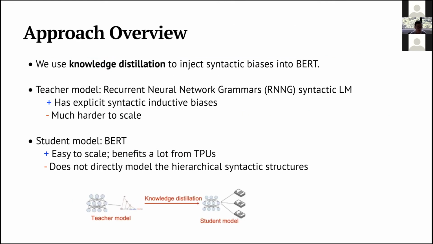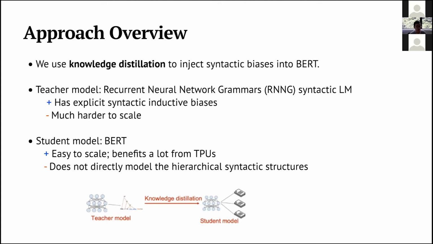This is probably the first thing we would think of in terms of doing such things. So we have a teacher model, which we call RNNG, Recurrent Neural Network Grammar. And we have a student model, which is BERT. It is large scale, but it doesn't consider the hierarchical structures.